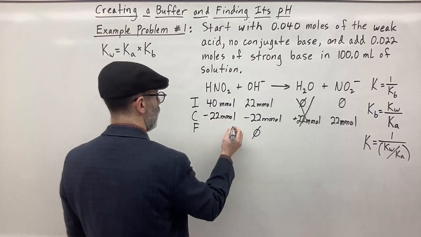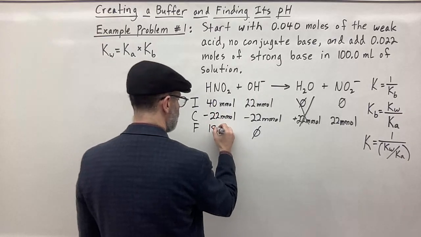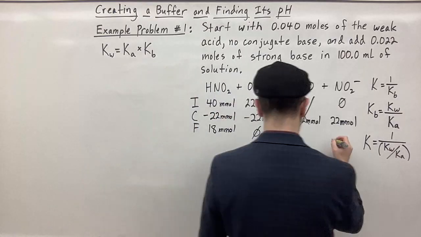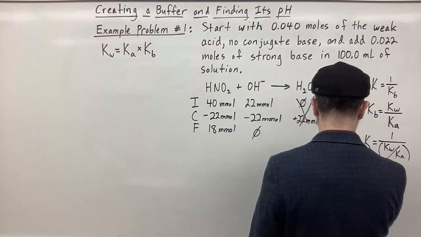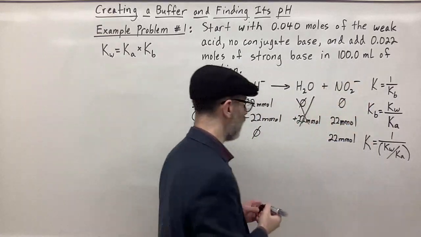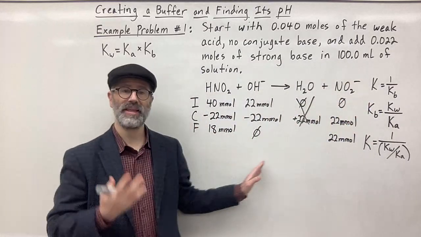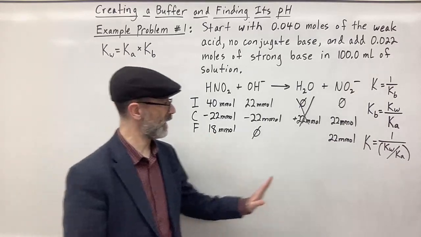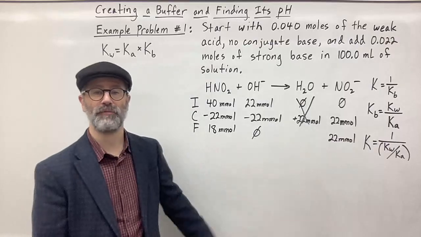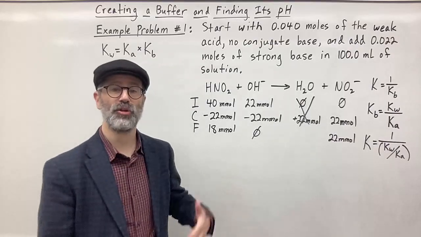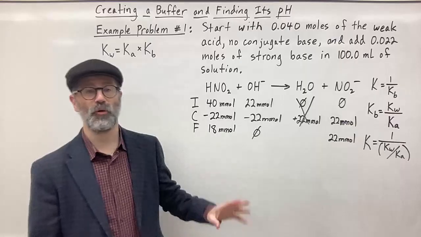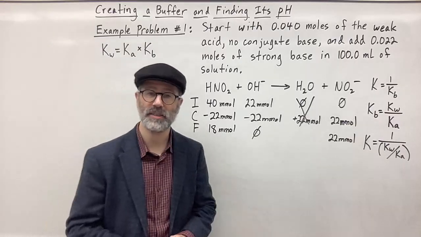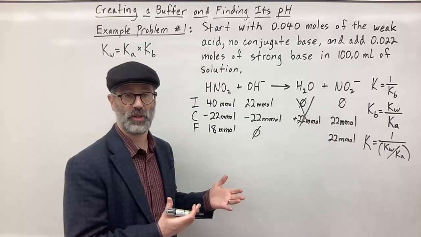We're going to lose 22 here, so we end up with 18 millimoles of the weak acid, and then we end up, of course, with 22 millimoles of the weak base. So now at the end of this reaction, we have some weak acid and its conjugate base. We now have a buffer system going on here. So now we could do our ice table.